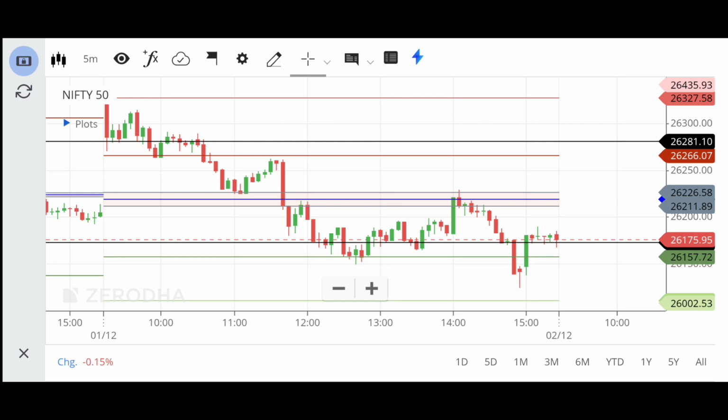Another two important lines we should have in our daily chart are called previous day high and previous day low, because that is also an important indicator for the current market. You see that black line. 26,281 is the previous day high, and 26,172 is the previous day low.